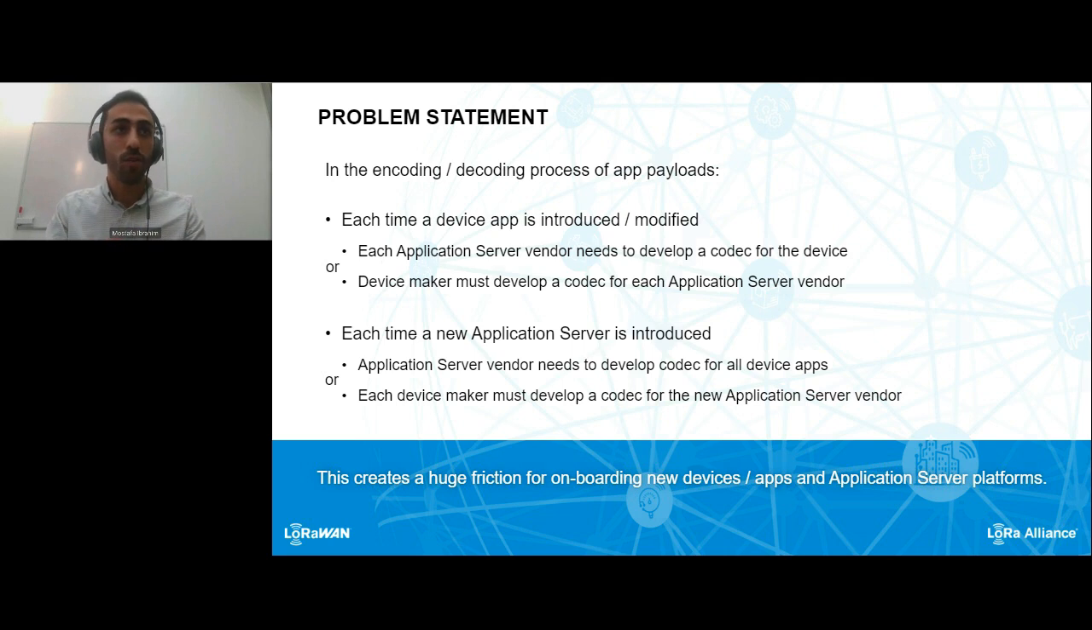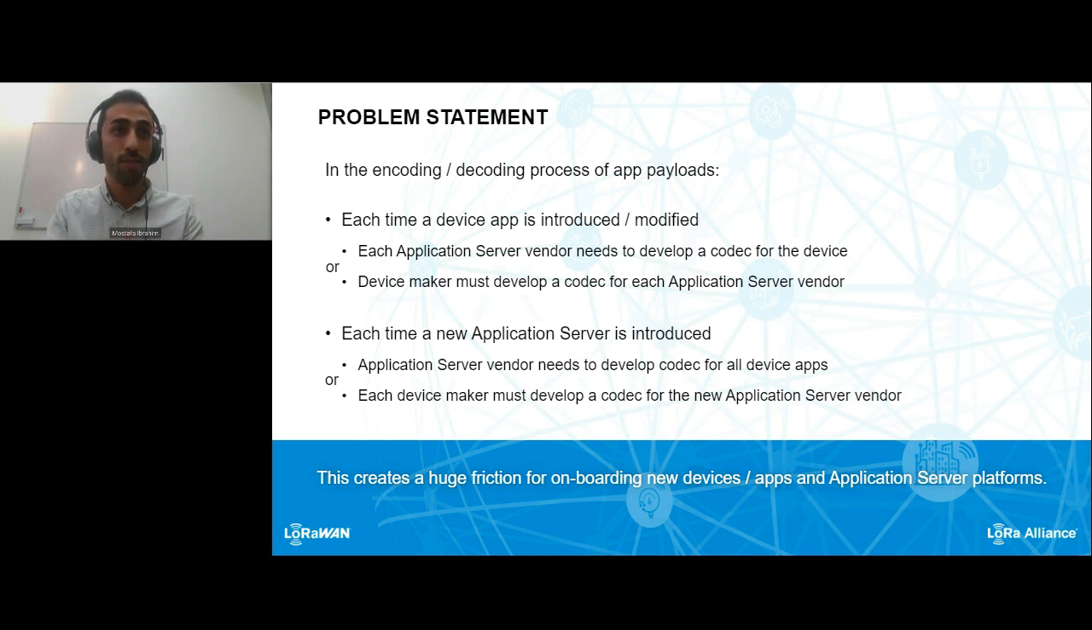So starting from describing the process currently to conclude the problem. In the encoding and decoding process of application payloads, and in the next slides we mean by payloads the data communicated between device and application server in the two ways. So each time a device application is introduced with its specific rules and characteristics, or modified, meaning updated in a way with no backward compatibility, there are two ways to support this device.